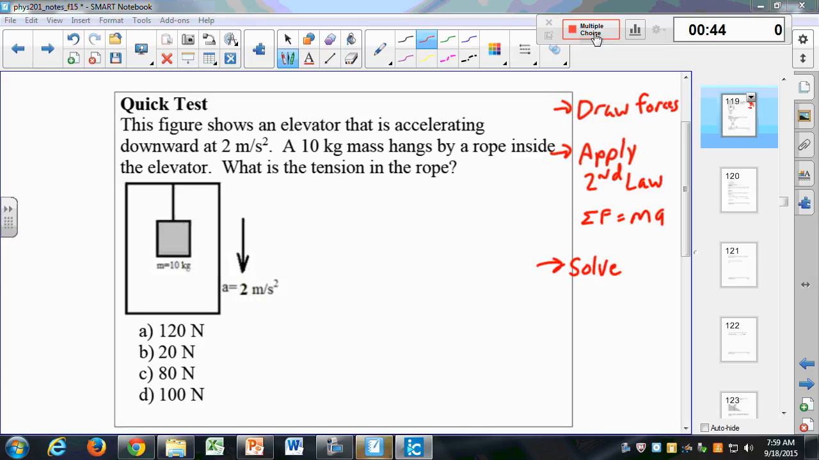And then you just want to solve for whatever it is that you're looking for. In this case, we're looking for the tension in the rope. So you want to solve for Ft. So draw out your forces first. You already have the picture there. Apply the second law, being careful with your signs, and then solve for the tension.